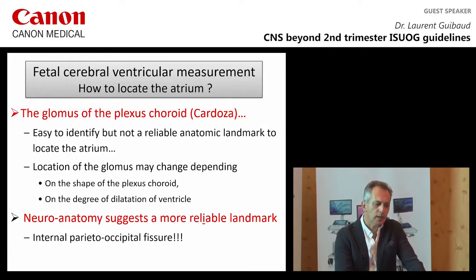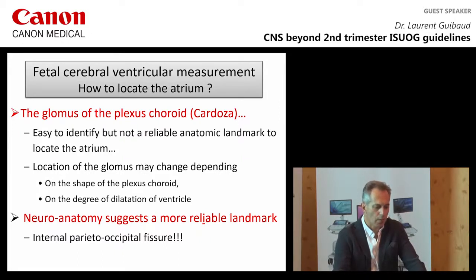In fact, Cardoza said we should use the glomus of the plexus choroid. For sure, it's easy to identify. I remind you, this paper was published in 1988, so at that time it was nice to have a good landmark, very echogenic, but it's not reliable, in fact, because the location of the glomus may change depending on the shape of the plexus and also on the degree of dilatation.